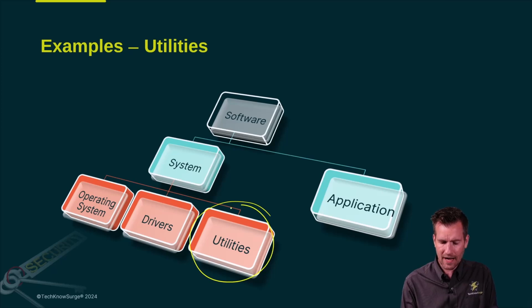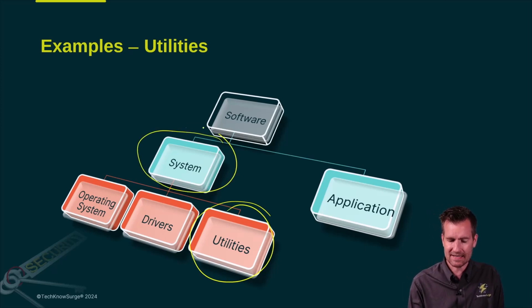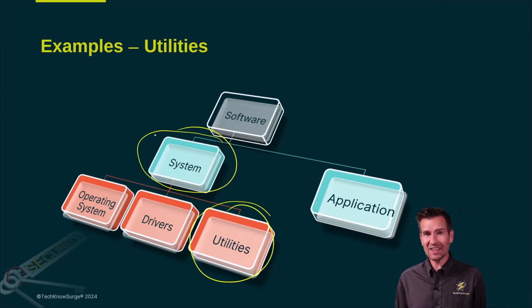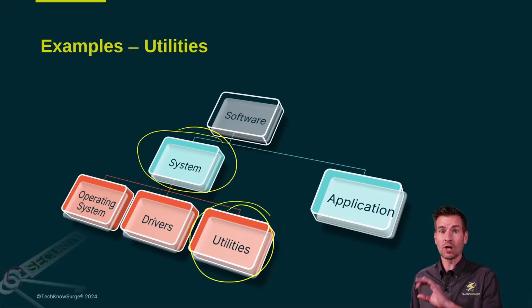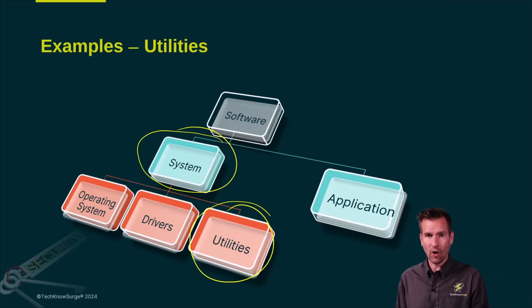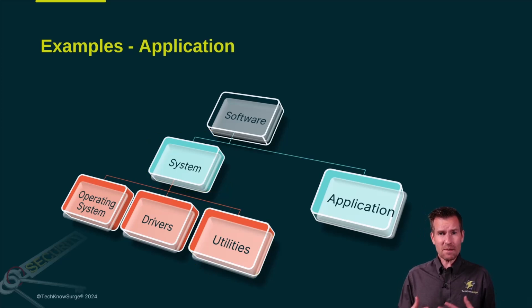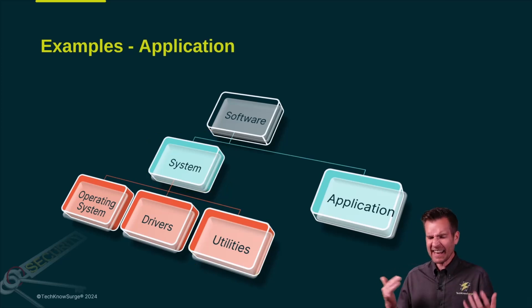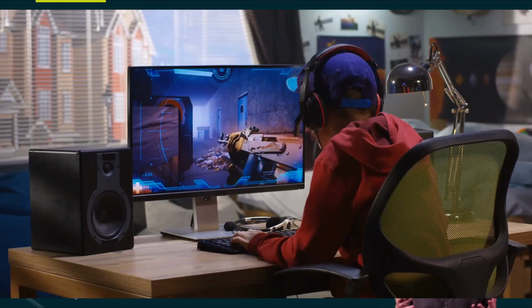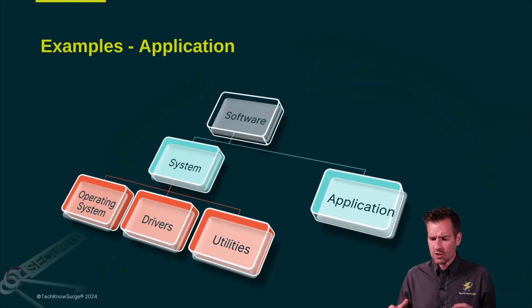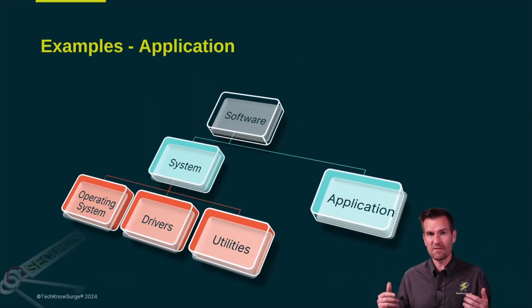Utilities are those programs that help us manage our system. So there's different types of utilities out there that can help us troubleshoot issues on our computer or help us carry out some sort of function on the computer to keep it up and running. We can break down application into a lot of different categories, things like gaming or business application. So really it's a broad category for anything that just helps us carry out some sort of function.